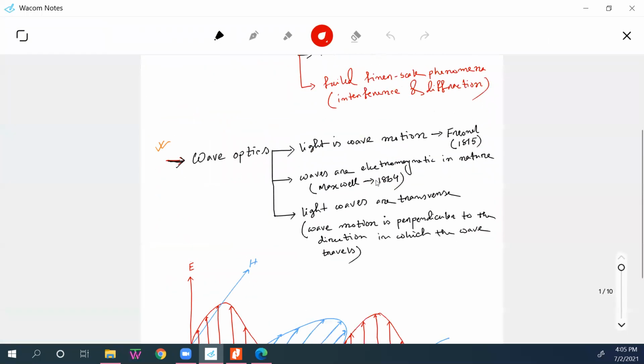Now our aim is to treat light as wave optics. Light is a wave motion. That's the first phenomenon. Who proposed it? Fresnel, a very well-known scientist, in 1815. But light waves are also electromagnetic in nature. Who proposed that? Maxwell, a famous scientist, in 1864. Maxwell propounded the Maxwell formulas theoretically.